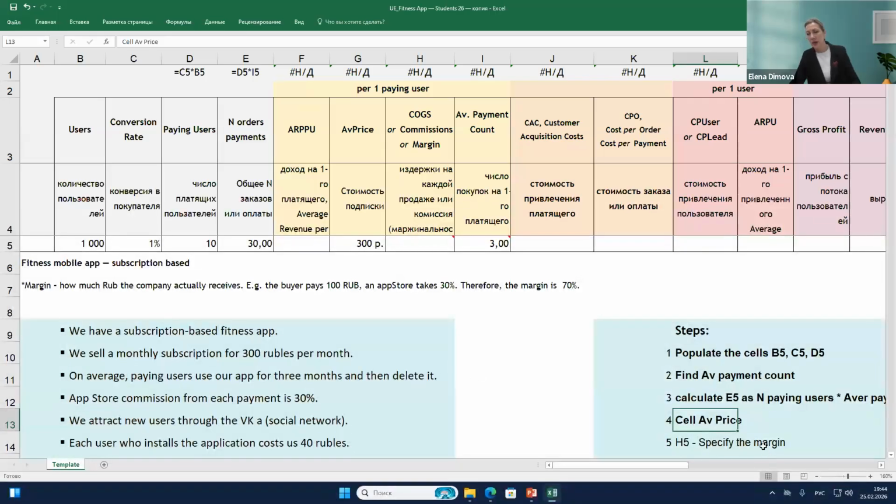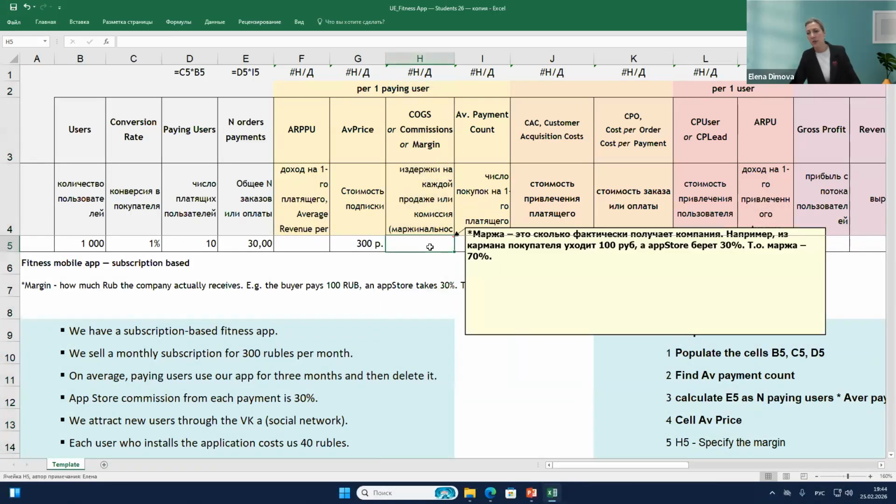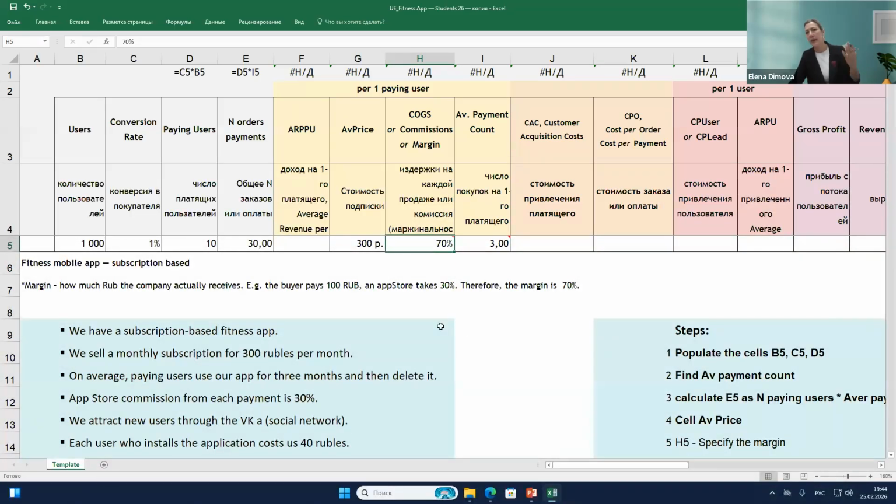Then we need to specify the margin, H5. So here we put 70%. However, in this case, the margin is not like a margin in finance. It's not the profit margin. It's rather what percentage of the sale price we get if the commission, like of the Apple Store, is excluded. We can do something similar when we figure out acquiring services and commissions that we should pay, and what we get will maybe be even less than our customer paid us.